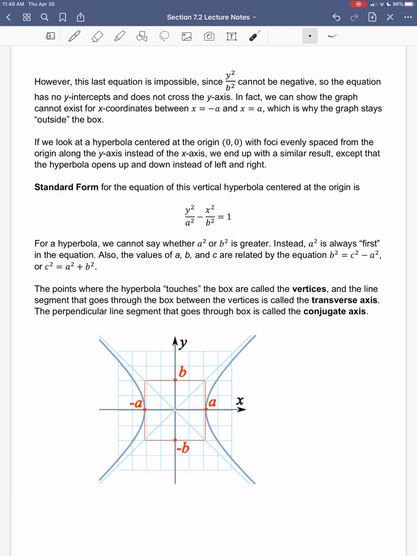So this is my hyperbola. The points where the hyperbola touches the box, so at this -a and at a, those are called the vertices of the hyperbola. The line segment that goes between -a and a, I can make that here in red. This line segment is called the transverse axis. If I do the axis that goes between -b and b, perpendicular, going up and down, that's called the conjugate axis for this hyperbola.